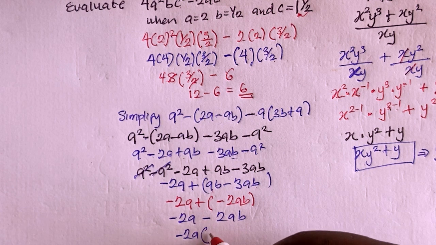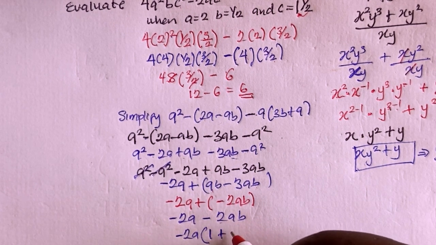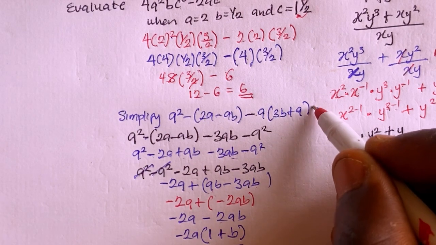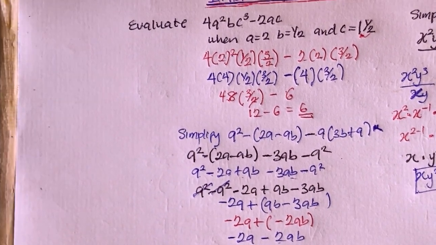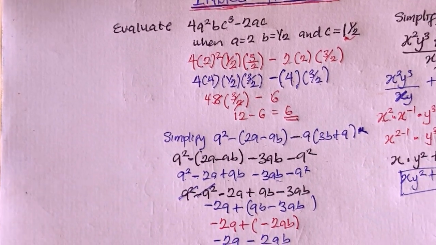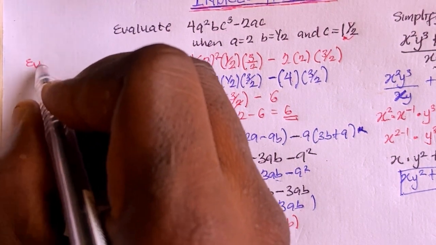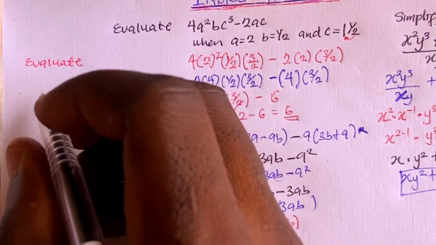So I'll have this one to be 1 plus, now look at this, minus 2a, that's 1 plus b. So this is the final simplification of this expression. Now suppose you are given another question, and in this case we are going to evaluate an expression.